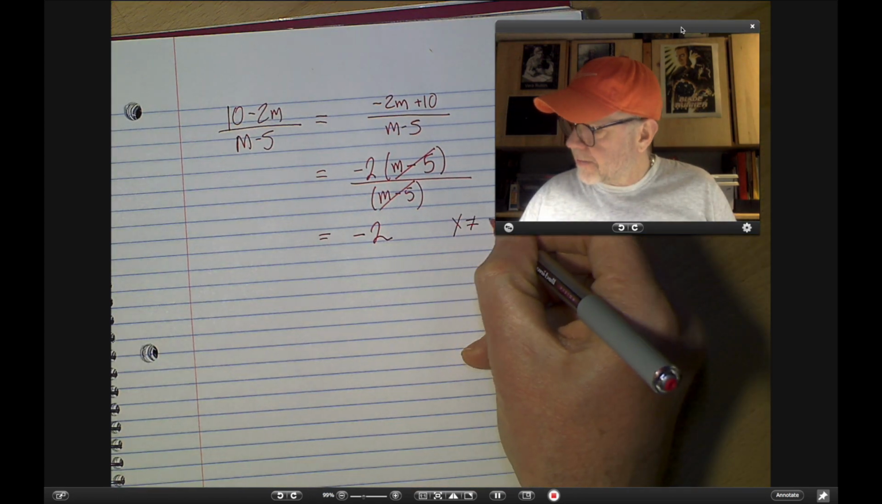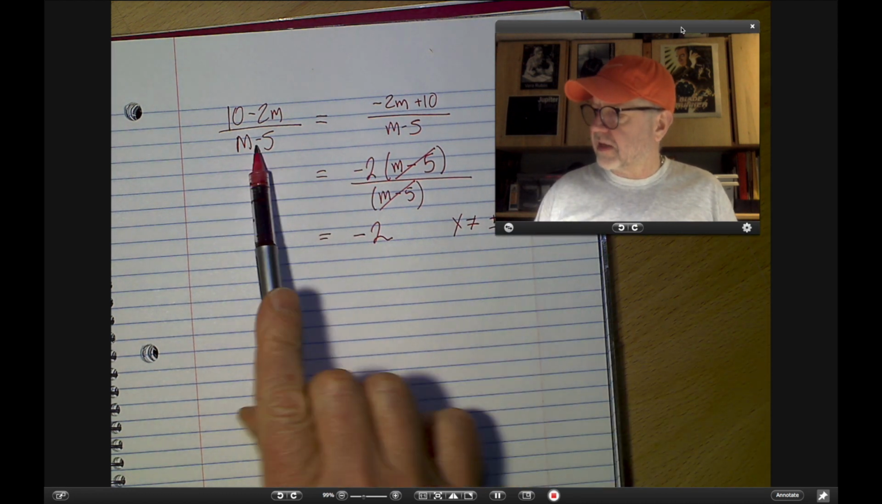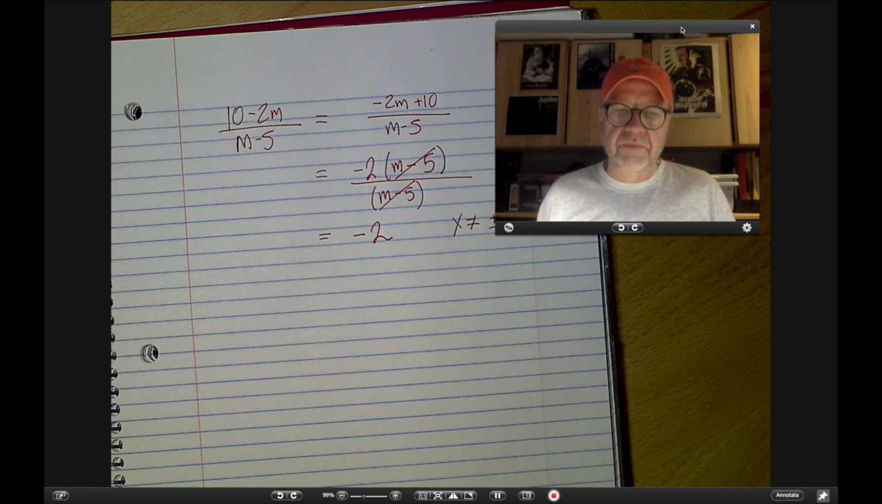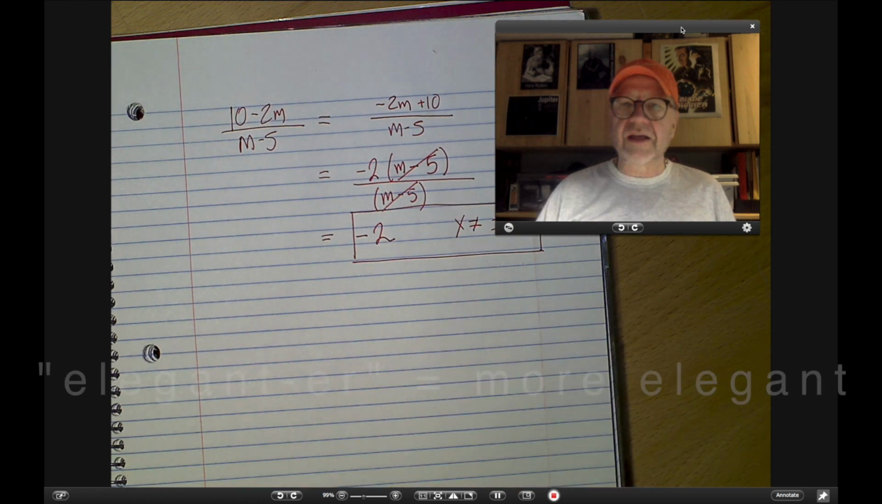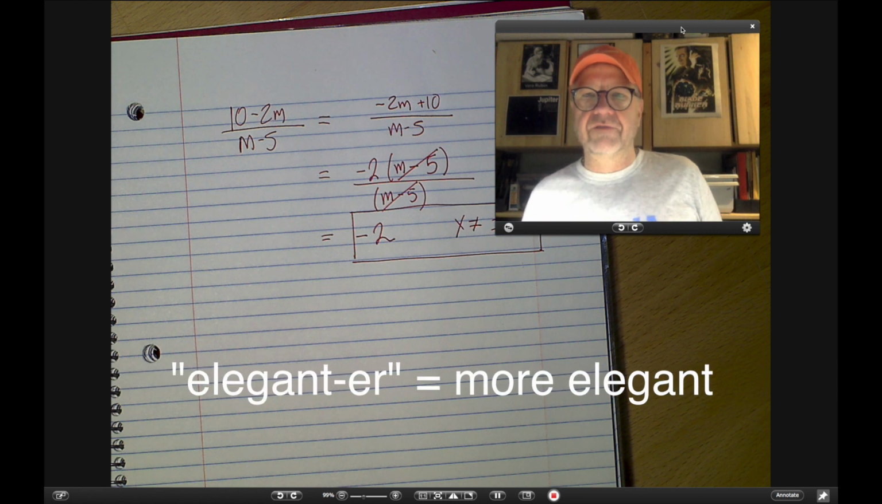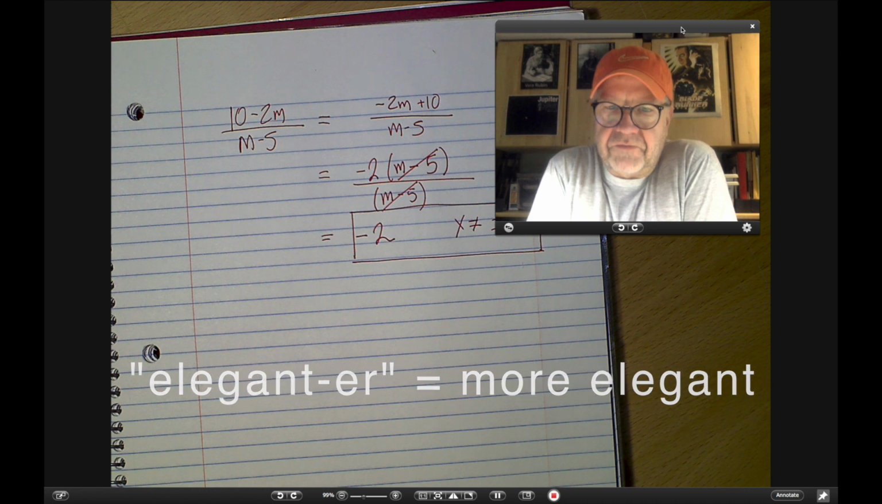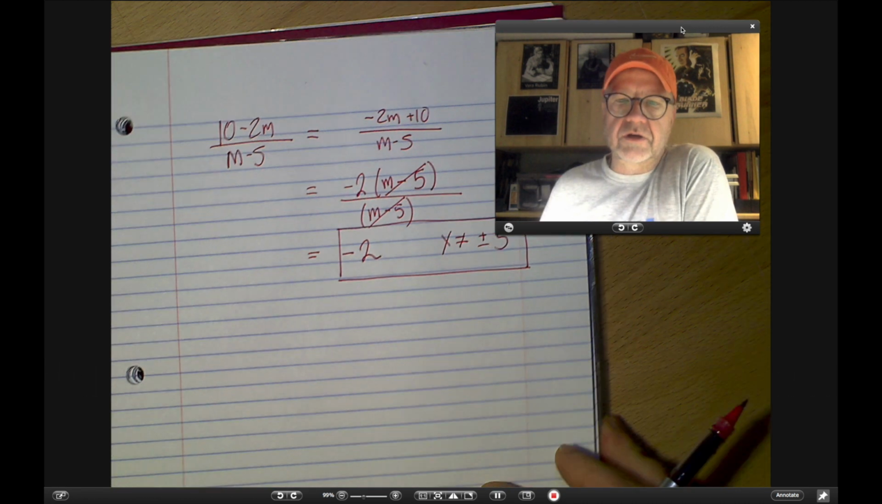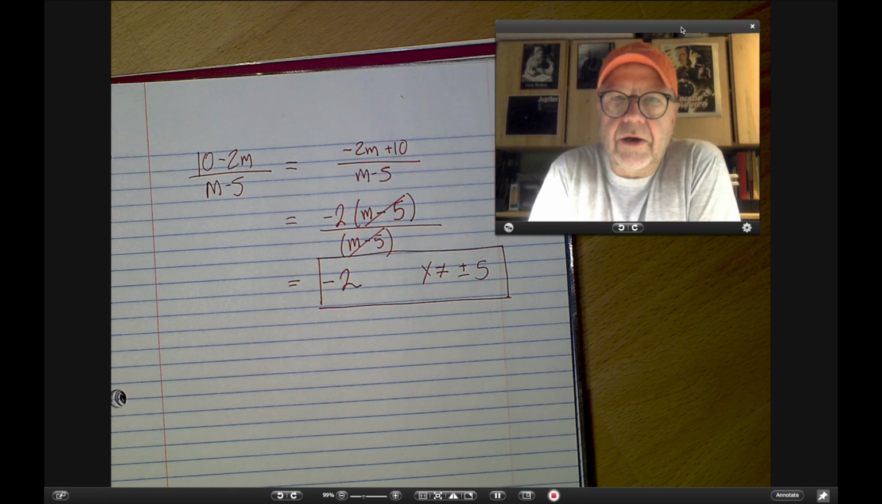Restrictions are the same. x may not equal plus or minus 5 because of what you see here and in the original. That is going to be an even nicer, eleganter version of a final answer, fully simplified for your mathematical pleasure. All right, I return you to regularly scheduled programming now.